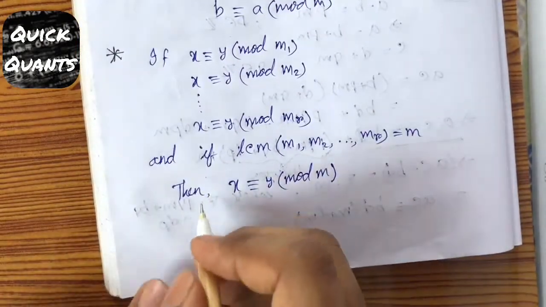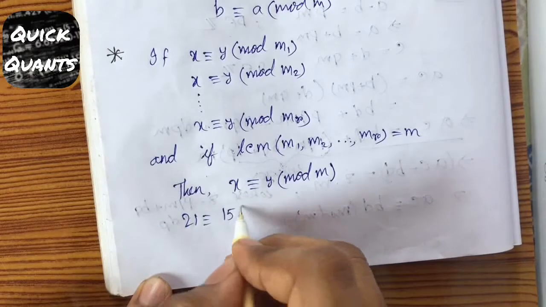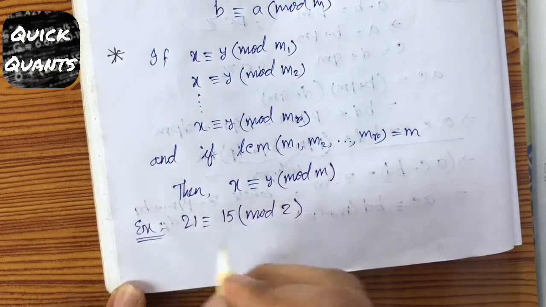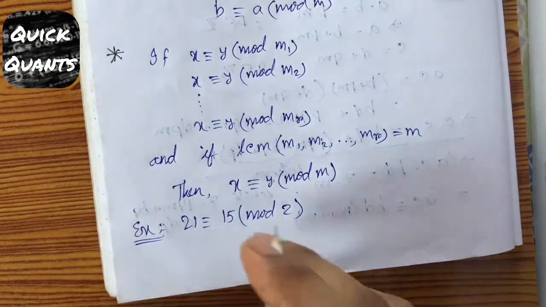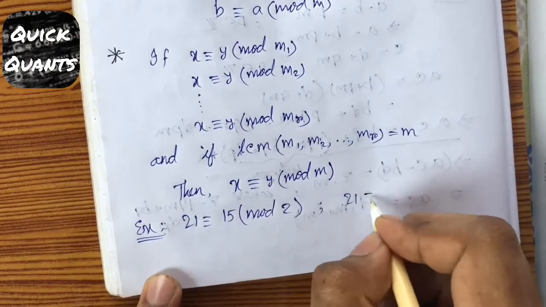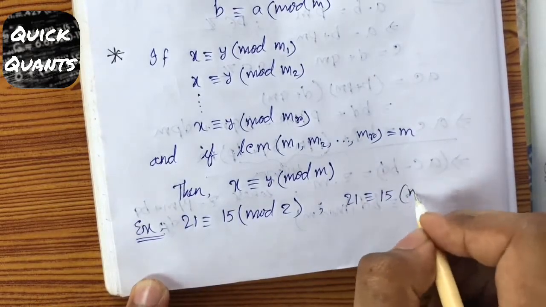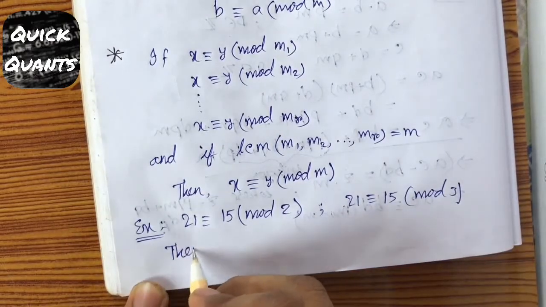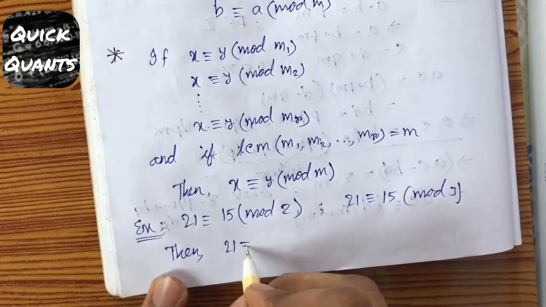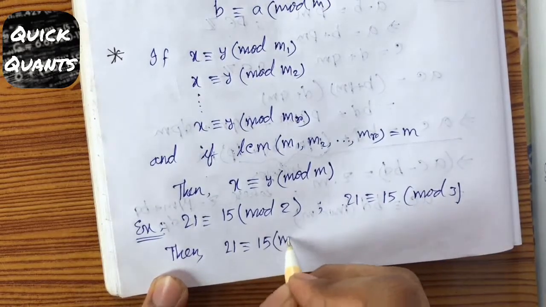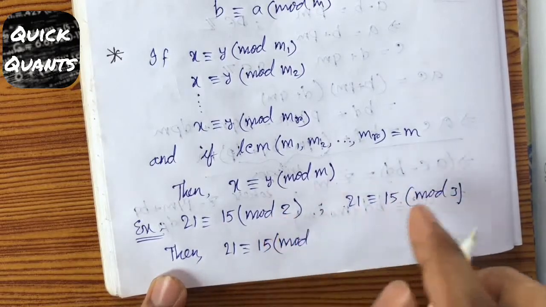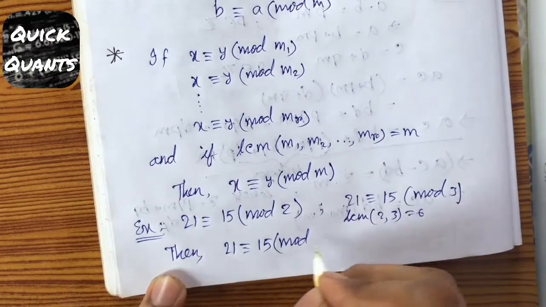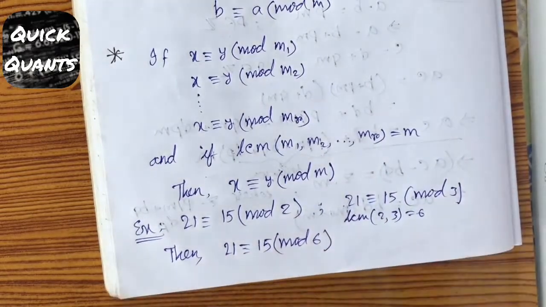For example, we know that 21 is congruent to 15 mod 2. Why? Because if we subtract 15 from 21, we will get 6. Also 21 is congruent to 15 mod 3. Then we can say 21 is also congruent to 15 mod the LCM of 2 and 3. What is the LCM of 2 and 3? LCM of 2 and 3 is 6. So we can say that 21 is congruent to 15 mod 6.